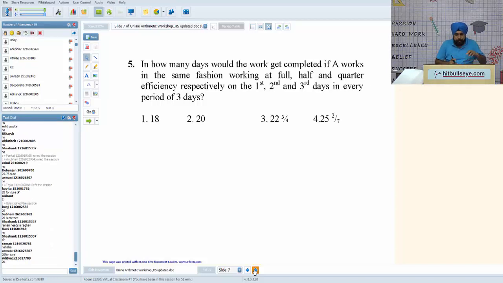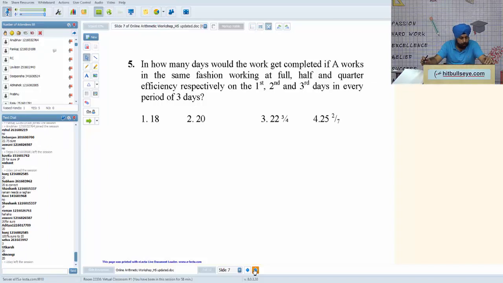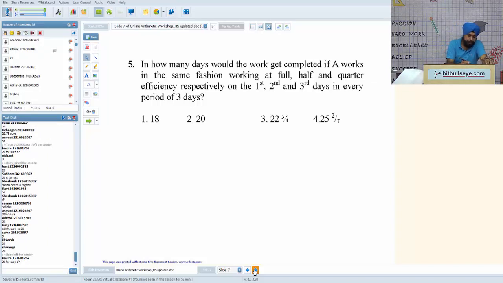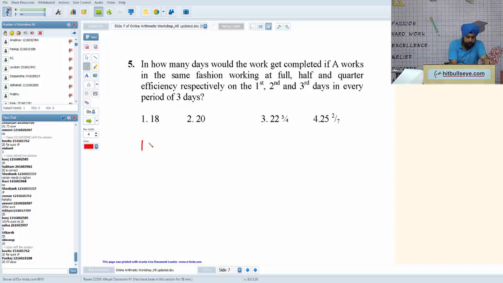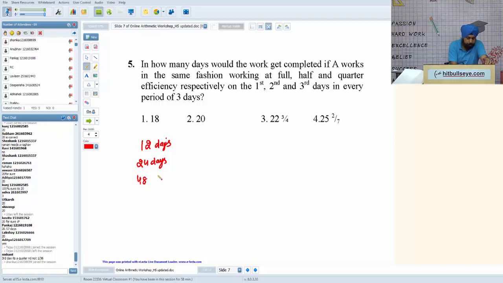Okay students, let's discuss it. This kind of a question, when the efficiency changes or the work done is different every time, becomes a little complex. Now let's try and understand it in a very simpler way. See, he says he completes the work in 12 days working at full efficiency, and then next day his efficiency is half, then his efficiency is 1/4. That is, on the second day if he works at that rate he'll be able to finish in 24 days, and as per the third day he shall be able to finish it in 48 days.